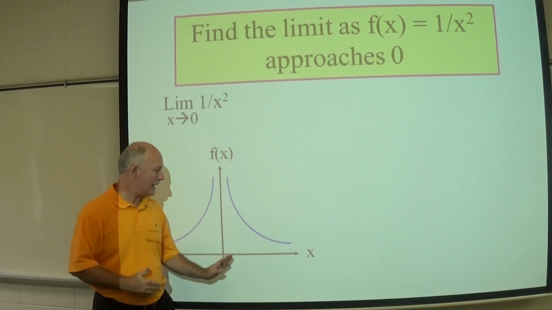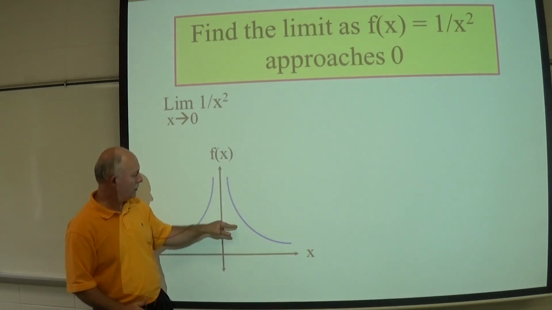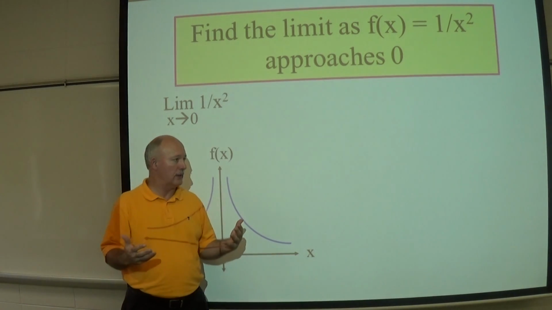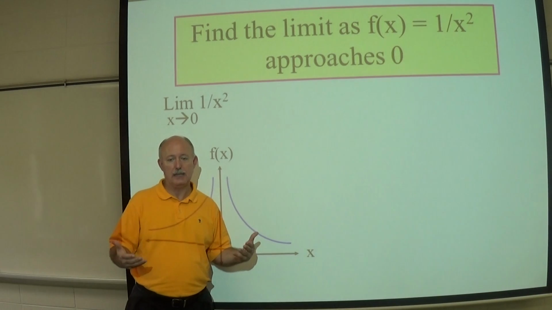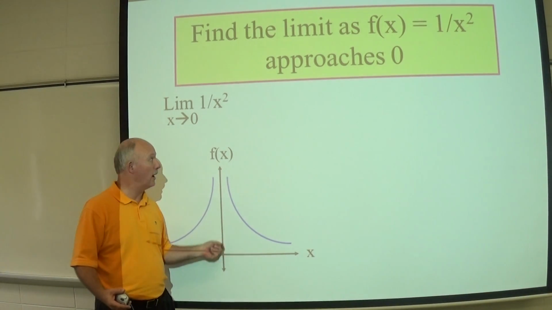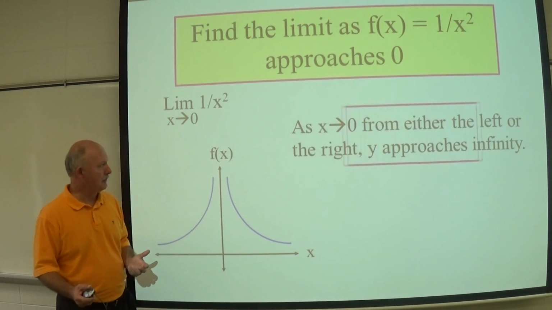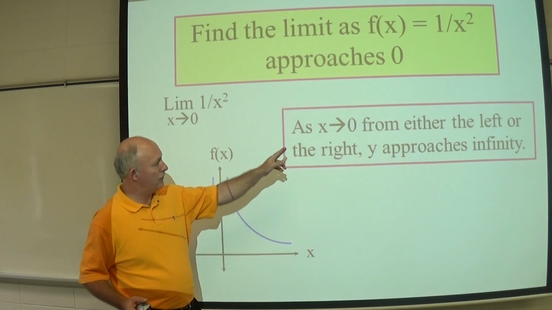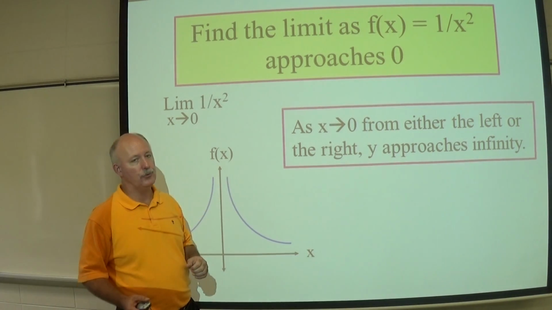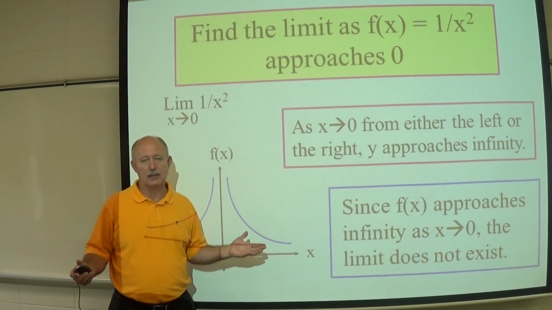So same thing from the right-hand direction. As x approaches 0 from the right-hand direction, the y value approaches infinity. So once again, infinity is not a limit. So we say that the limit as x approaches 0 of this particular function does not exist. As x approaches 0 from either the left or the right, y approaches infinity, so that indicates that the limit doesn't exist.